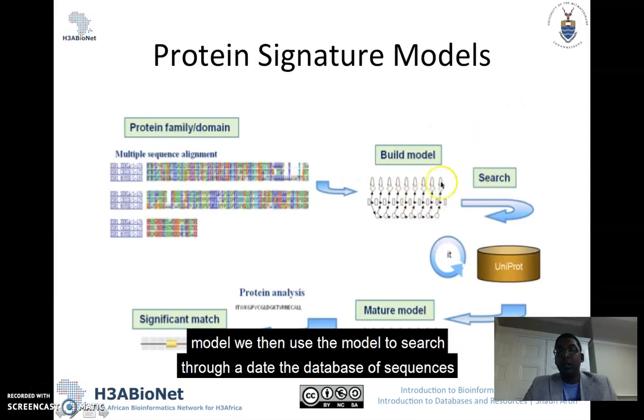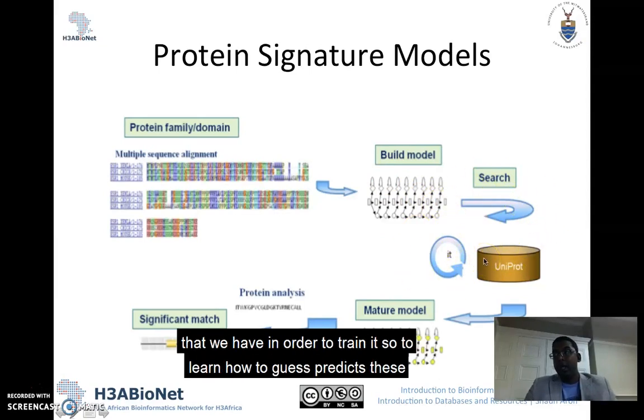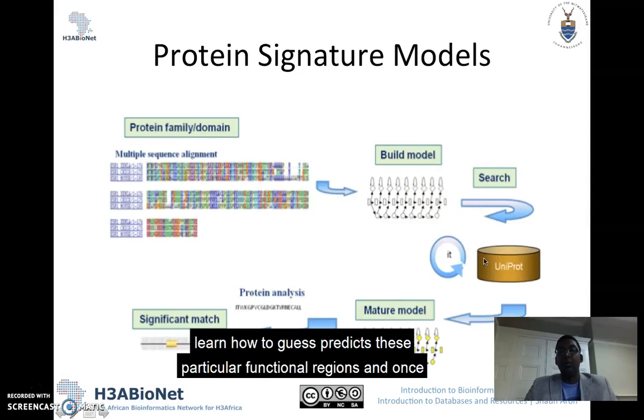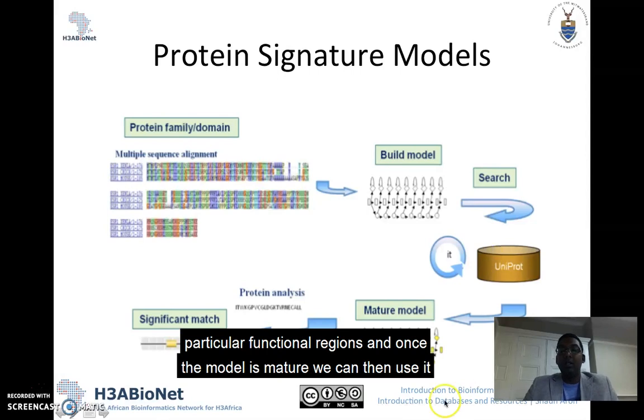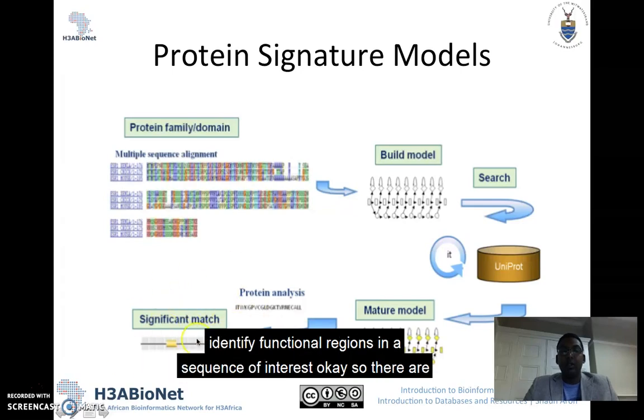Once we build the model, we then use it to search through the database of sequences that we have, in order to train it, so it can learn how to best predict these particular functional regions. And once the model is mature, this becomes a protein signature, which we can use to identify functional regions in a sequence of interest.